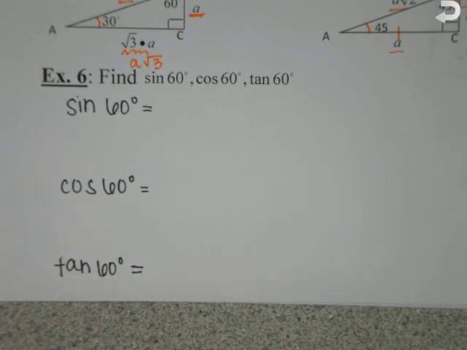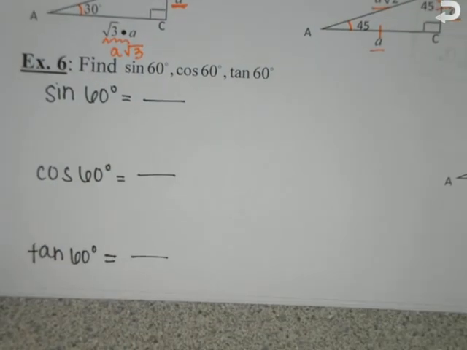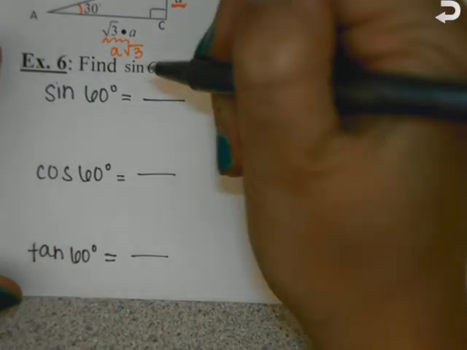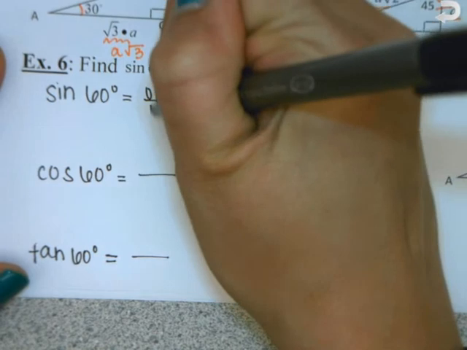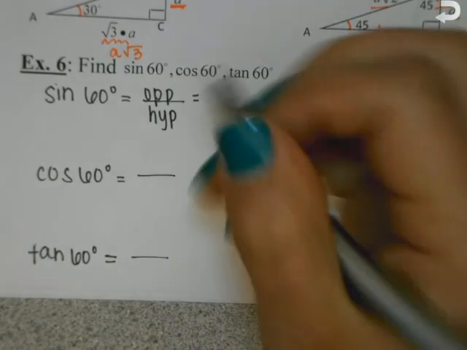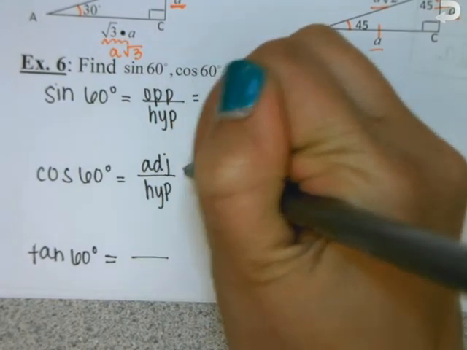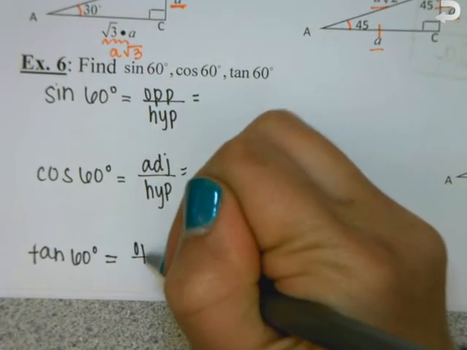Okay, guys, let's just fill in first what each of these are. Sine is what over what? Opposite over hypotenuse. Cosine is what over what? Adjacent over hypotenuse. And tangent, my favorite one, is opposite over adjacent.